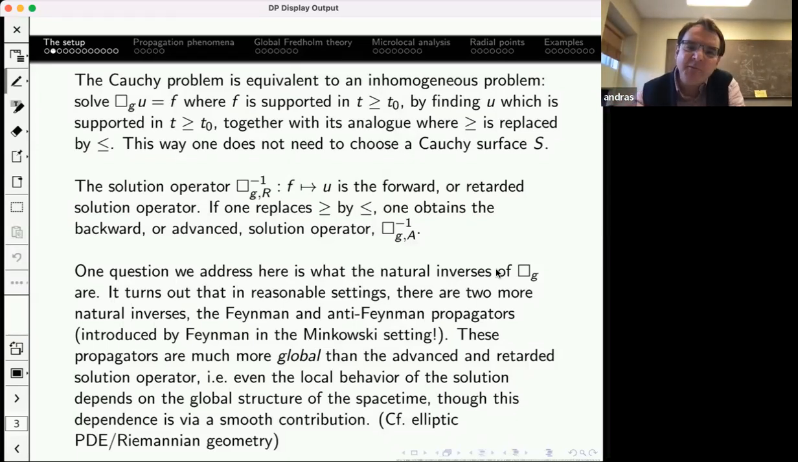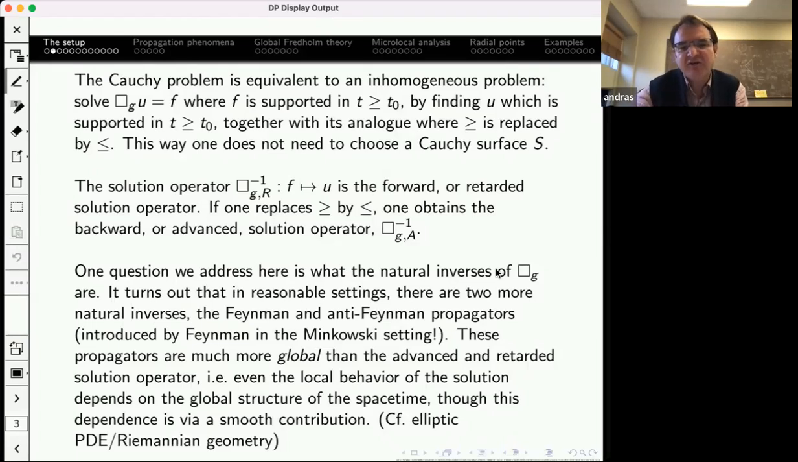Anyway, the Cauchy problem is equivalent to an inhomogeneous problem. You want to solve the equation box u = f, where f is, say, supported in time bigger than some t0, and you want to find a u which is also supported in t bigger than t0. The same thing for the less than or equal version, t less than t0. The corresponding solution operators are the forward in time or retarded, and the backward in time or advanced solution operators. So, okay, that's good.